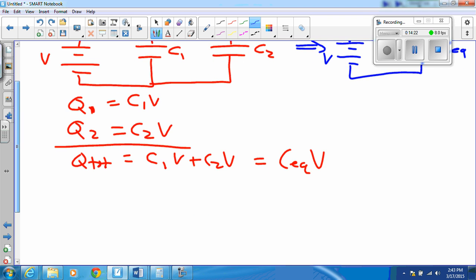Well, do you see what I see? What do you see? It's exactly right. Common factor of V.